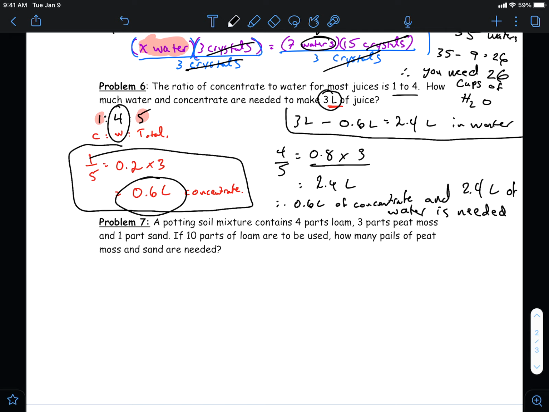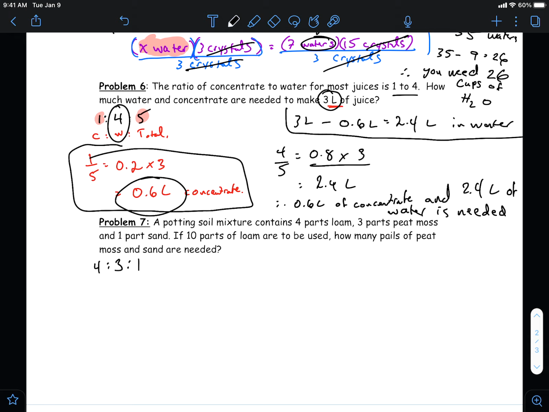All right. So a potting soil mixture contains 4 parts loam, 3 parts peat moss, and 1 part sand. Okay. If 10 parts of loam are to be used, how many pails of peat moss and sand are needed? Okay. So we got 3 things going on here. Okay. We're going to have 4 parts loam to 3 parts moss to 1 part sand.